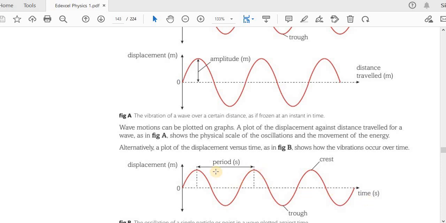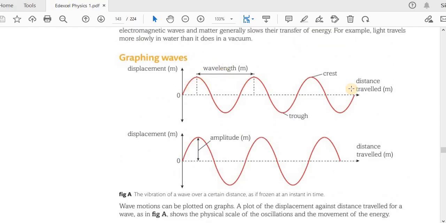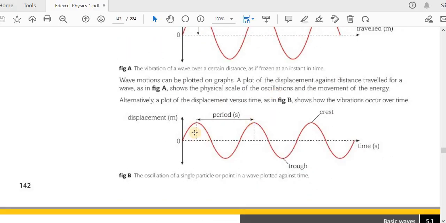but that will be the wavelength if this is the distance axis. So here, from here to here, yes, that is the wavelength. See, it's labeled here. So you have to look at what the axes are. I have mentioned this previously also. Whenever you get a graph, first thing you have to do is look at what the axes are. In this case, it's a displacement versus distance graph. So from here to here, that will be the wavelength. But here, it is a displacement versus time graph. So then this will be the period.